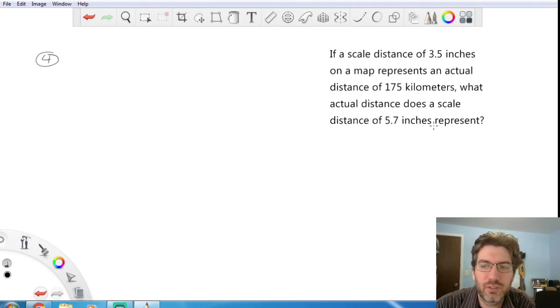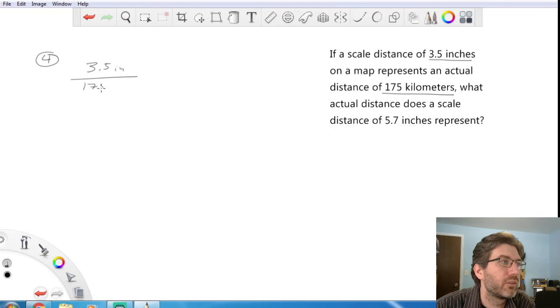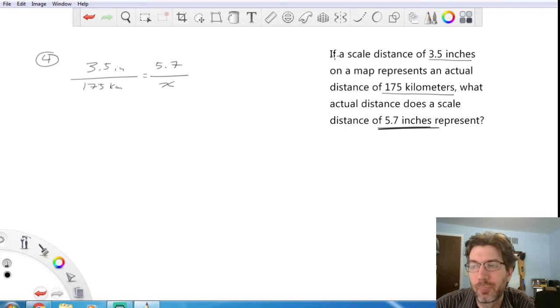5.7 inches represent? So again, you're going to look at the first part here, and you're going to pick out your ratio. We have 3.5 inches to 175 kilometers. So you have 3.5, and again that's inches, over 175 kilometers. That's going to equal another fraction, and you have inches here, so inches is on top, 5.7, and you have your unknown here, which would be your answer.